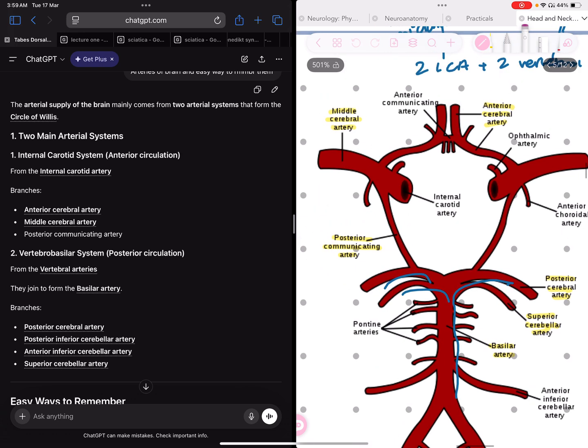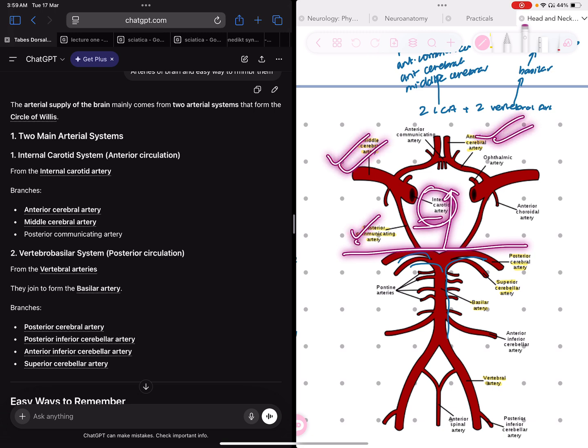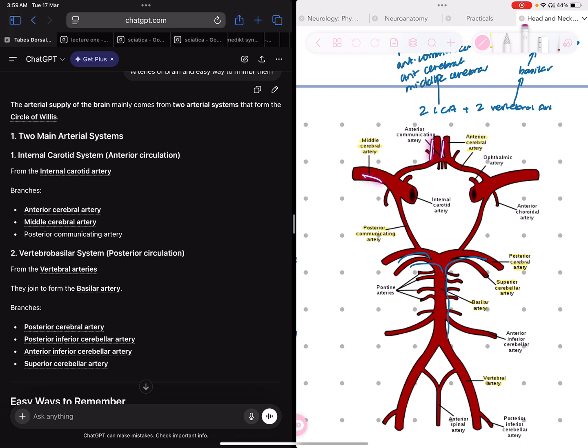Now, when you talk about the branches of the internal carotid arteries, those supply the anterior part of the brain, and they form the anterior part of the circle of Willis, right? So here. That internal carotid artery will have branches as middle cerebral, anterior cerebral, and posterior communicating artery. I hope you can understand that. Anterior cerebral, middle cerebral, and posterior communicating.